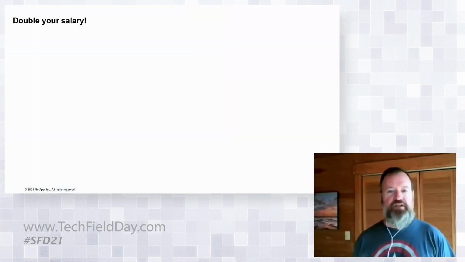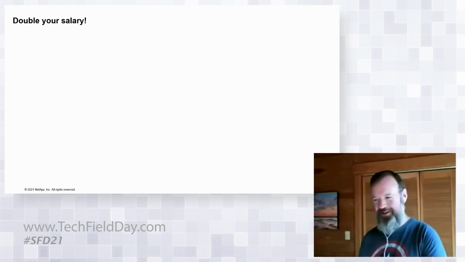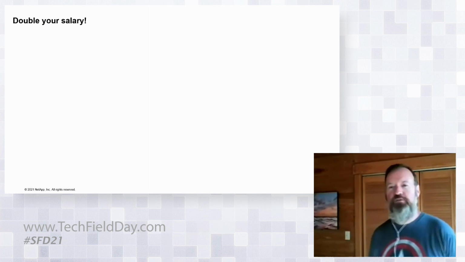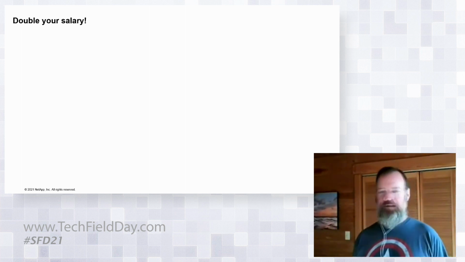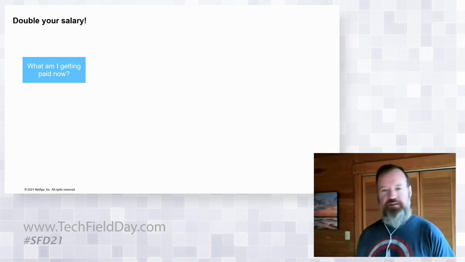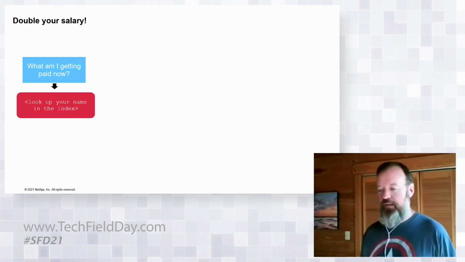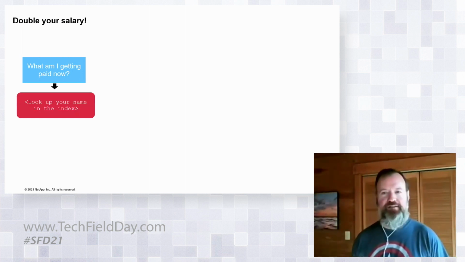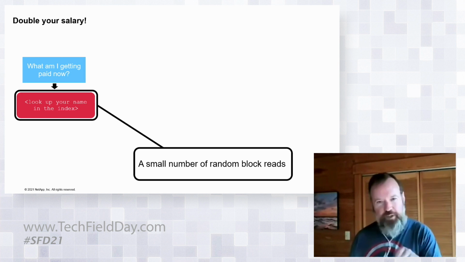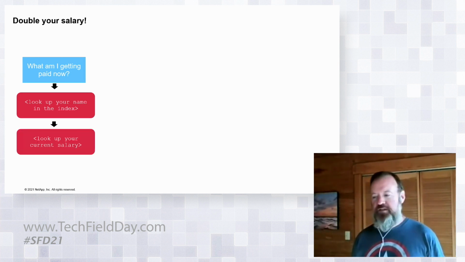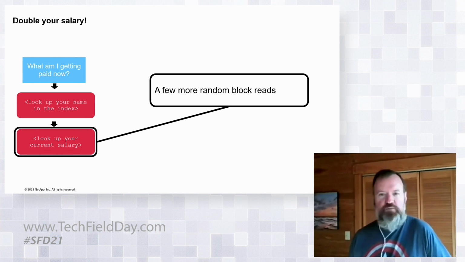So a brief overview of what is database I/O. And this is not as complicated as it looks. There's going to be a lot of boxes here. Picture what we have to do if we're going to double someone's salary. So you talk to the database, and the database says, okay, what am I getting paid now? And it's going to look up your name in an index. And DBAs live and die about indexes, and it's pretty much what you think. It's like the index in the back of a book. You don't read the entire book trying to find the part that you want. You just jump to the right part in the index. So you look up your name in the index, a couple little reads, small number, random block reads, and then you look up your current salary. A few more random block reads, no big deal.